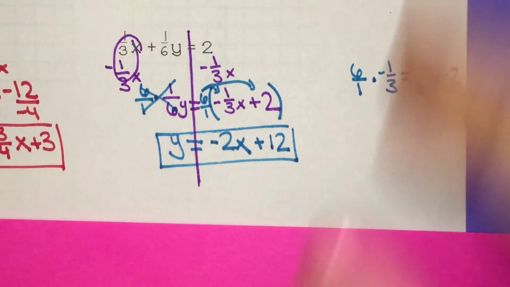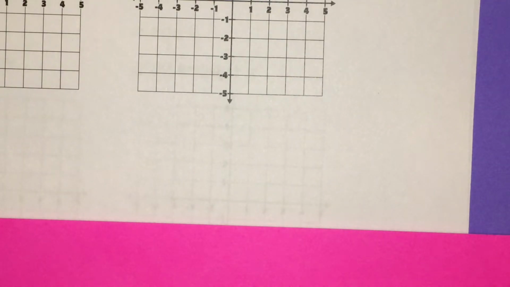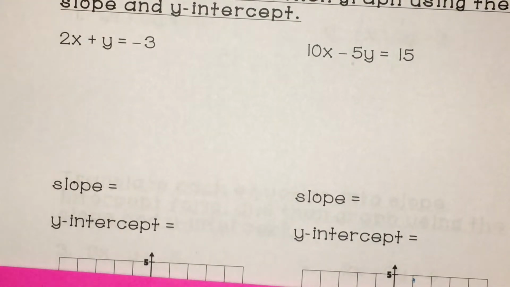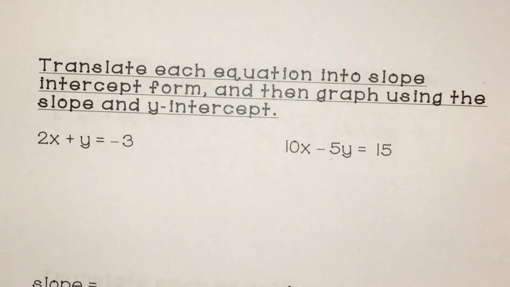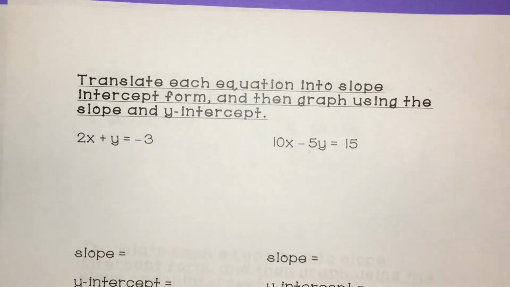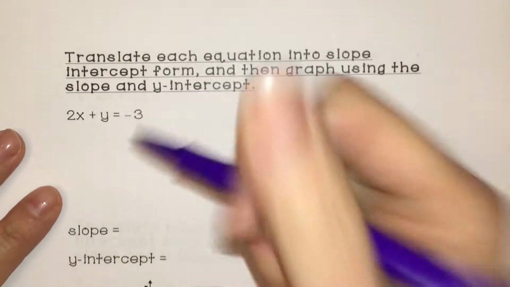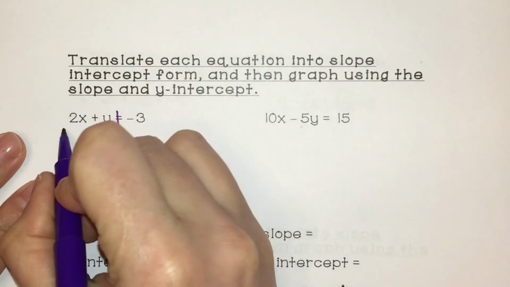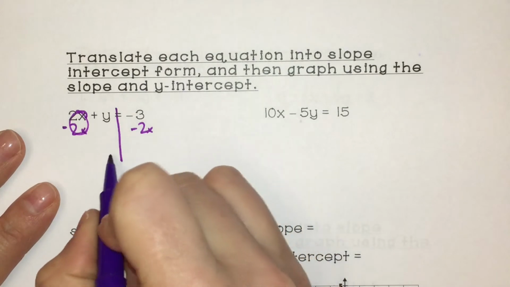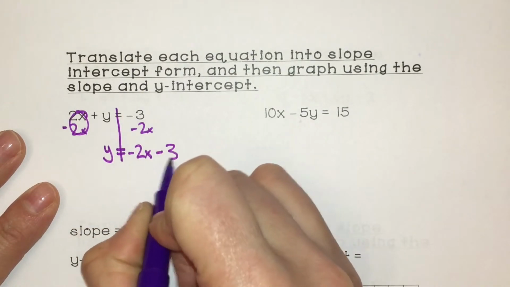All right, so we've done a couple with just solving for y, getting it in slope-intercept form. So now we're going to solve for y, or get it into slope-intercept form, and then we're going to graph the slope and y-intercept so we can create the graph of this linear equation. So for this first one, to get y by itself, I'm going to subtract 2x on both sides. 2x minus 2x is 0. So I have y equals negative 2x minus 3.